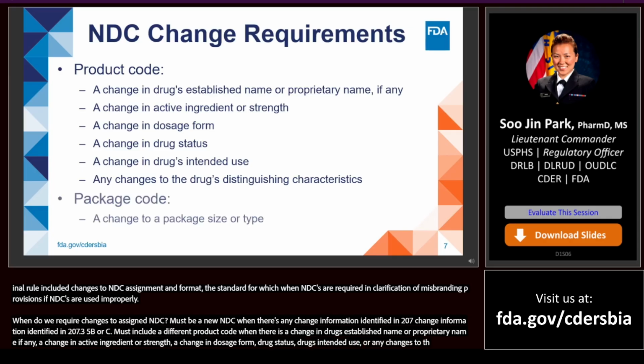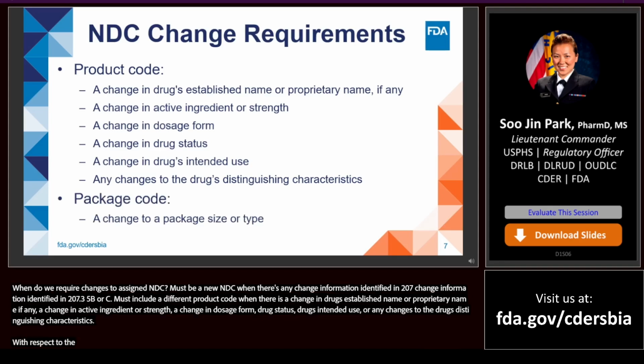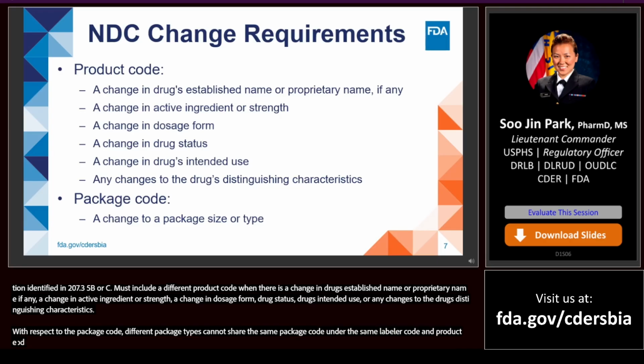With respect to the package code, different package sizes and types for a drug cannot share the same package code under the same labeler code and product code. For example, if a drug is packaged in different container materials such as glass or plastic containers, different package codes should be used to distinguish the different container types.